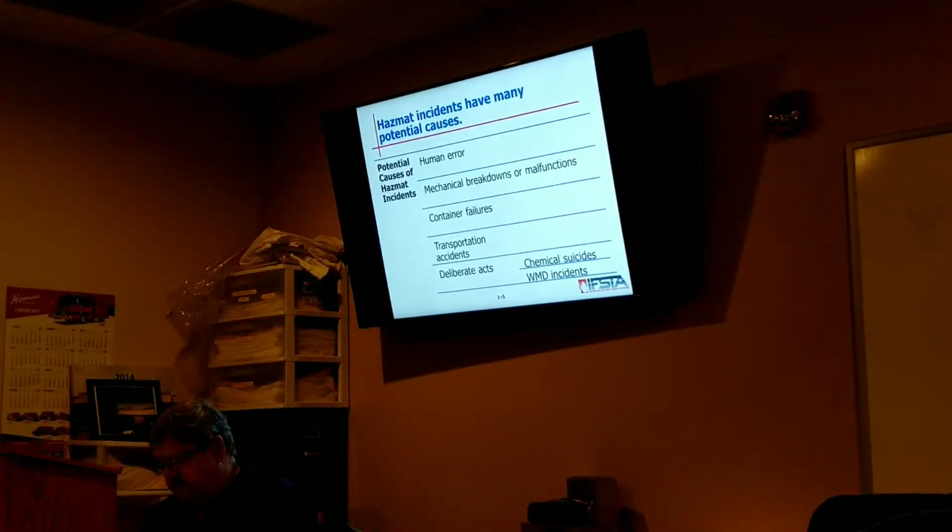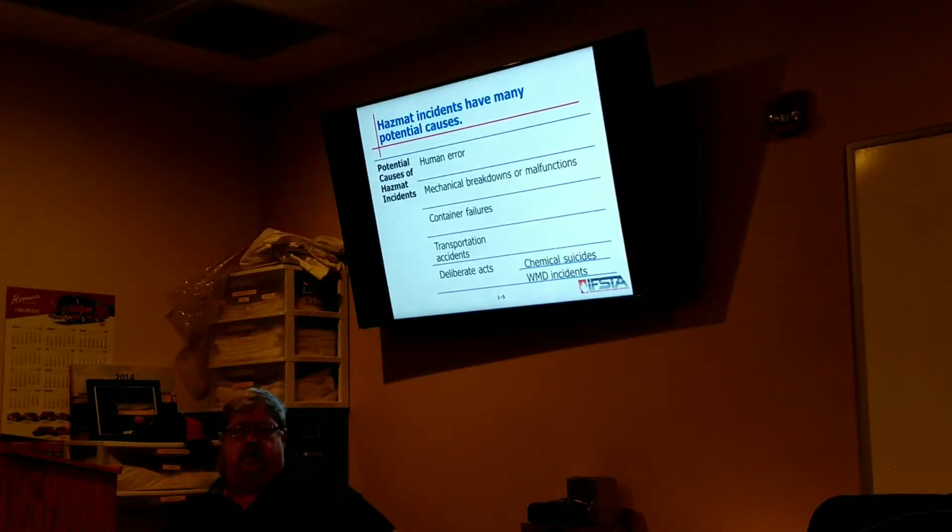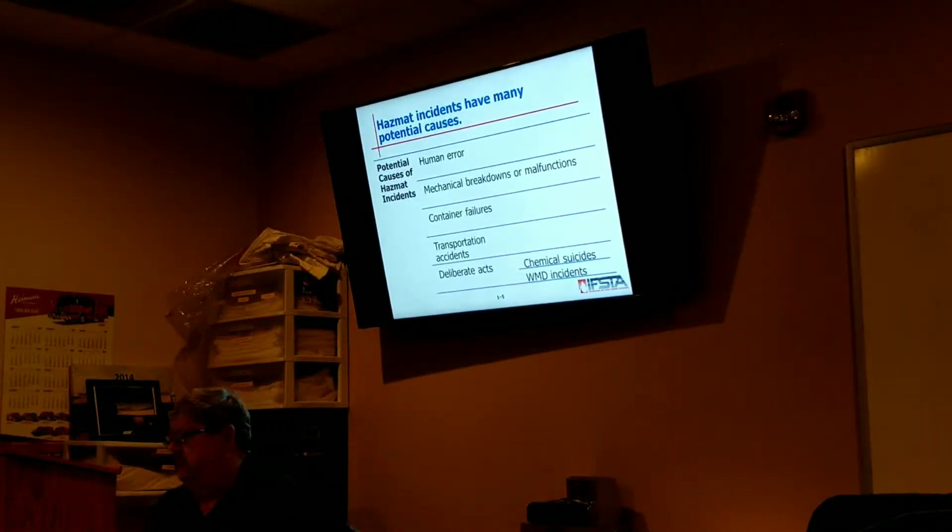Now we get into some of these hazmat incidents, and there's always something that causes them. Okay? They don't just always happen by themselves. There's usually something that causes them. And some of this stuff is, we could have human error. Somebody could do something wrong and spill it. Mechanical breakdowns or malfunctions, making it leak or something. Container failures. Transportation accidents. Deliberate acts. Okay, so if we get into those deliberate acts, we'd be getting into something terroristic or something like that. Chemical suicides. Okay, that's another one that we have to watch for.